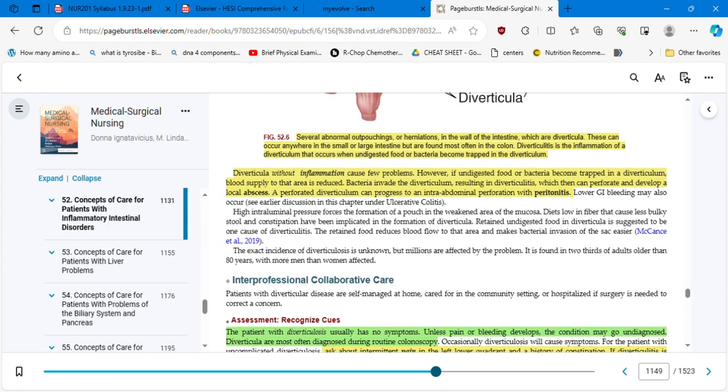Diverticula without inflammation cause few problems. However, if undigested food or bacteria become trapped in the diverticulum, blood supply to that area is reduced. Bacteria invade the diverticulum, resulting in diverticulitis, which then can perforate and develop a local abscess. A perforated diverticulum can progress through an intra-abdominal perforation with peritonitis.